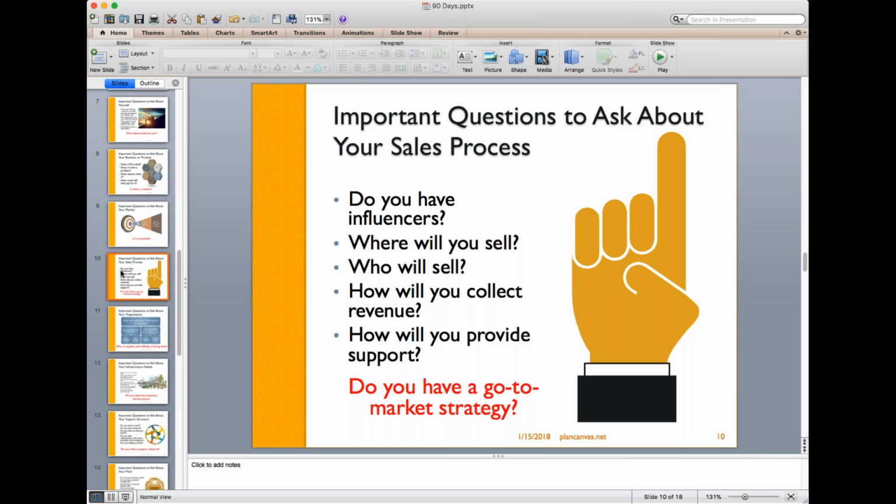All right, who's going to sell it? How are you going to collect the money once you get some sales? And how are you going to support your clients, customers, etc., not only through the sales process, but once they've actually made the purchase of your product or service? How are you going to support them or it? So these are some of the types of questions you need to consider when you're putting your go-to-market strategy together. If you don't have a go-to-market strategy, your business idea is not very viable.